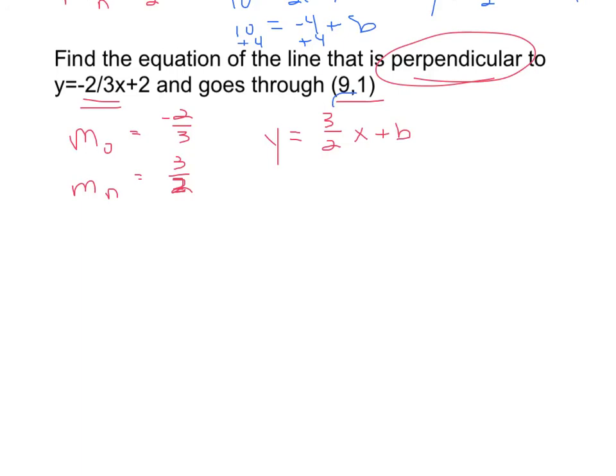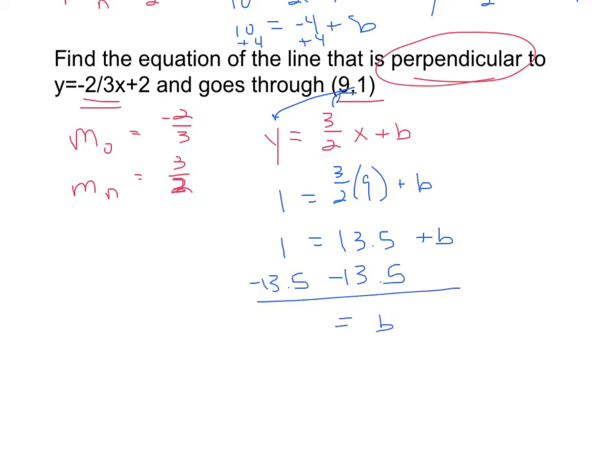We're going to use these points. 1 is equal to 3/2 times 9 plus b. 1 is equal to 27/2, which is 13.5. We'll subtract it. And b will be negative 12.5. Okay, so our equation is equal to y equals mx. We're going to use the slope of the new line. This is the perpendicular slope. And then we're going to use our new y-intercept, negative 12.5. Congrats!